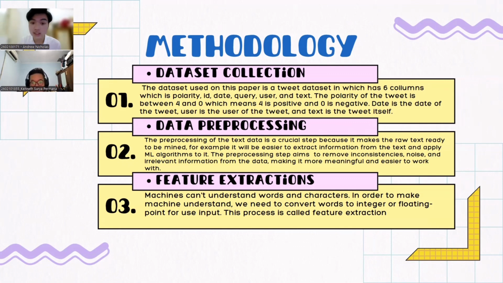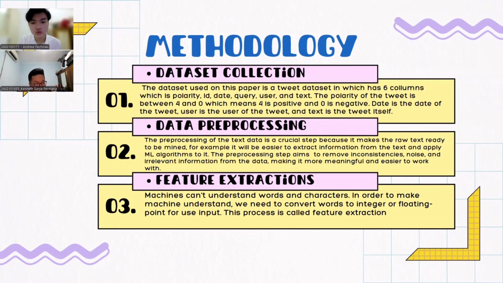The second part is data pre-processing. The pre-processing of the text data is a crucial step because it makes the raw text ready to be mined. For example, it will be easier to extract information from the text and apply machine learning algorithms to it. The pre-processing step aims to remove inconsistencies, noise, and irrelevant information from the data, making it more meaningful and easier to work with.